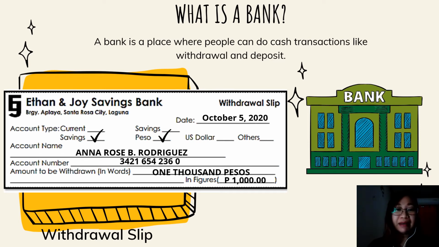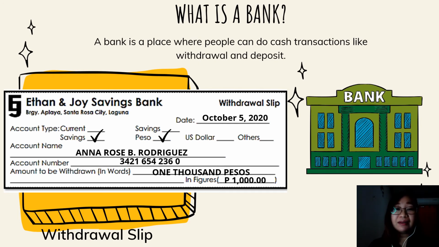So here, we have a withdrawal slip. When you say withdrawal, you are going to get cash from your bank account. So this is our information needed. You have the date, you have the account type, you have the current or the checking account, and the savings account. So I checked savings.